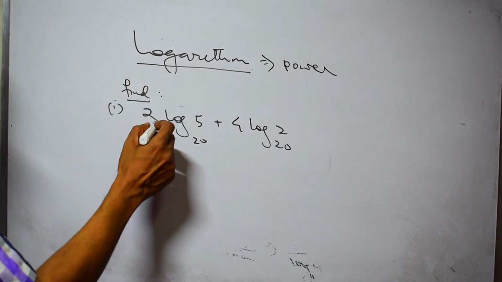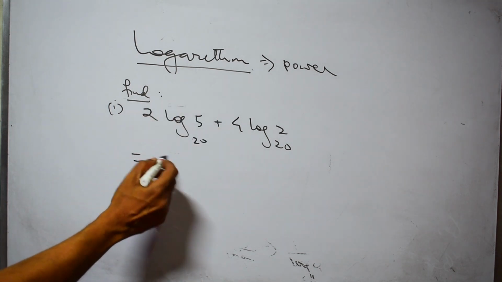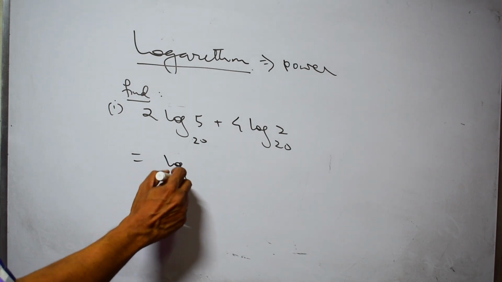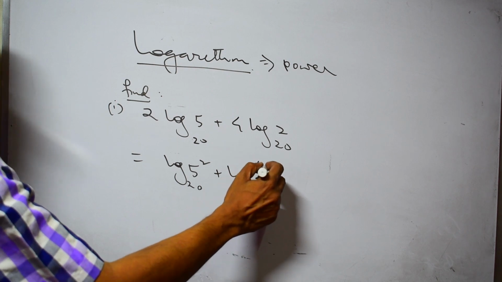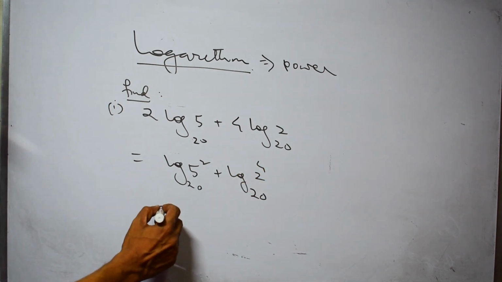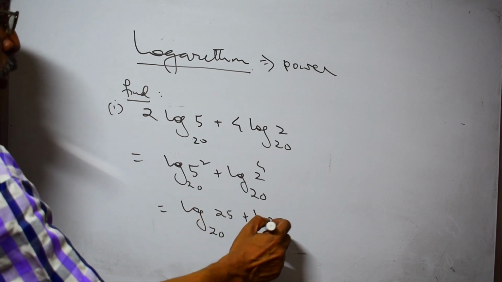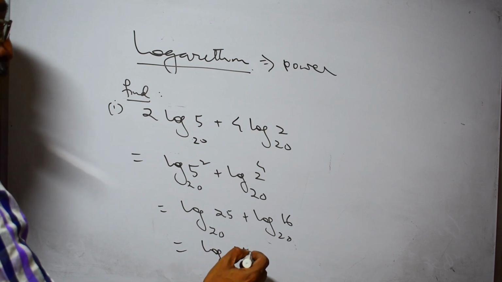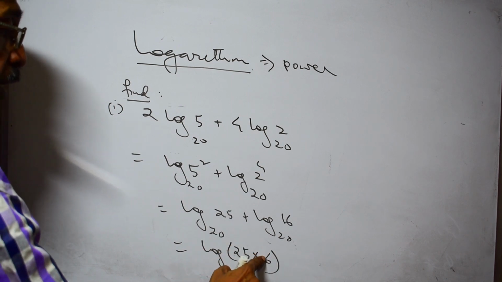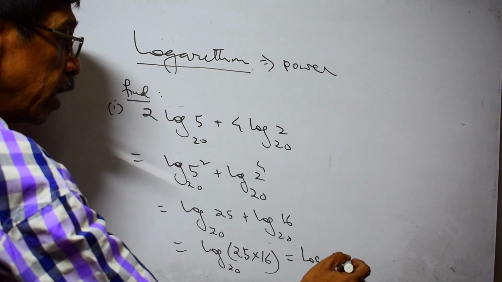What you can do is take this 2 as a power, because 2 log 5 is log 5 to the power 2. Taking the reverse way, it will be log 5 to the power 2 base 20 plus log 2 to the power 4 base 20. It is log 25 base 20 and log 16 base 20. When we are adding logs with the same base, the numbers will be multiplied. So it will be log 25 into 16, and the base will remain 20, and the result comes to 400, log 400 base 20.